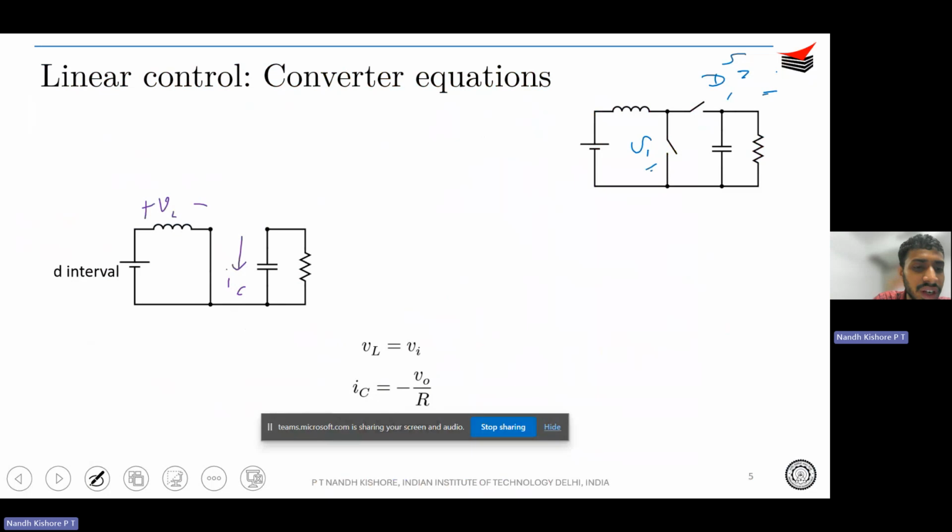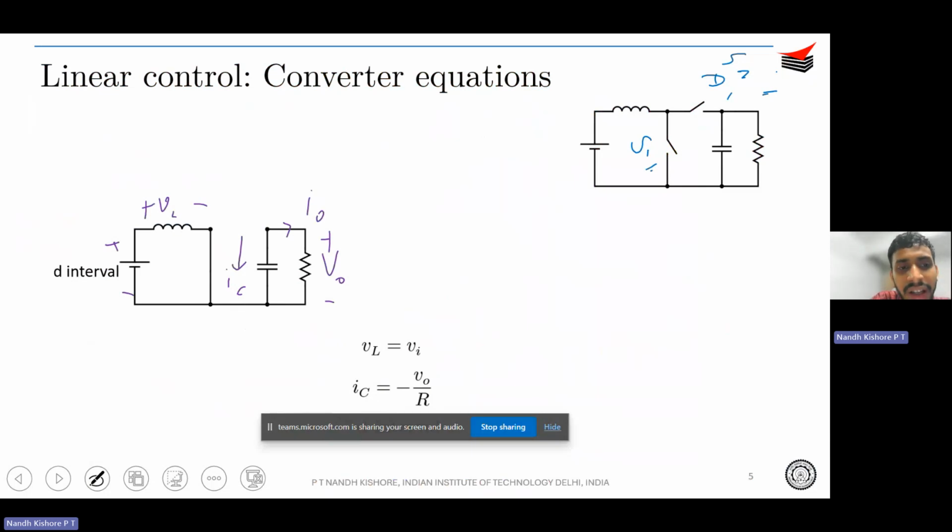Of course you can understand, right? And let's say this is my load V naught. Of course you can understand that VL is equal to V in or VI, right? And your IC is equal to minus V naught by R. This is your conventional direction of output current, I naught, minus V naught by R. Simple enough, right? So this is during the D interval.